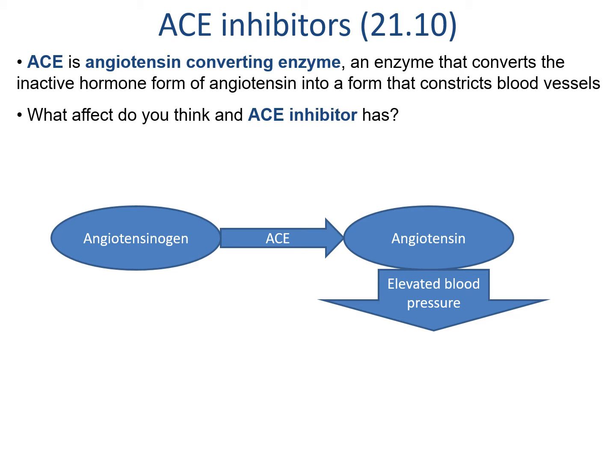ACE is really just short for angiotensin converting enzyme. That's an enzyme that's going to convert an inactive hormone, angiotensinogen, into the active form of the hormone, angiotensin. The active form of that hormone constricts blood vessels and elevates blood pressure. So, if we are inhibiting ACE, which makes angiotensin, what effect do you think the ACE inhibitor has on blood pressure? Pause for a moment and see if you can answer that.